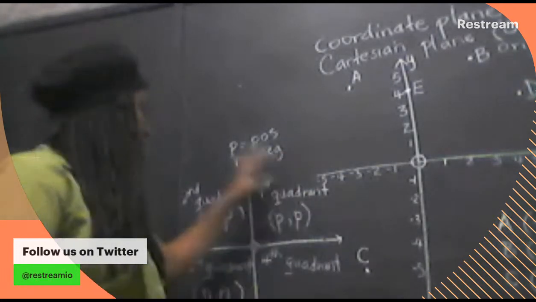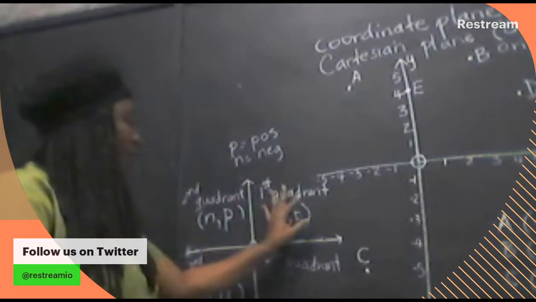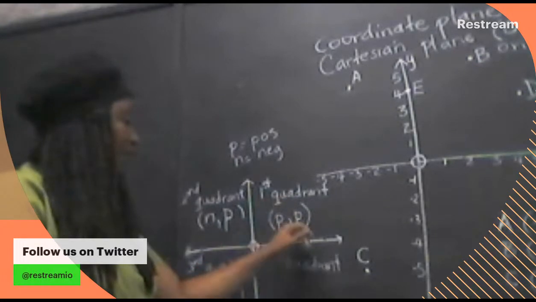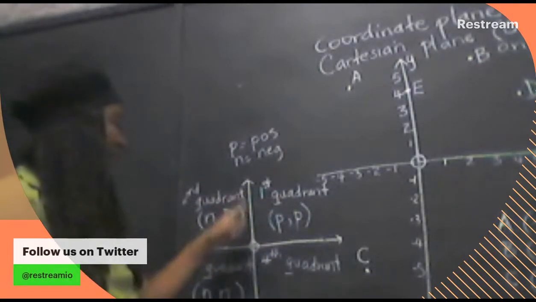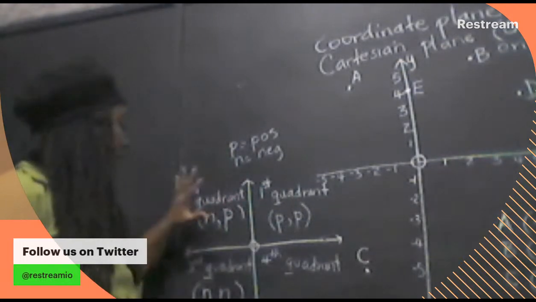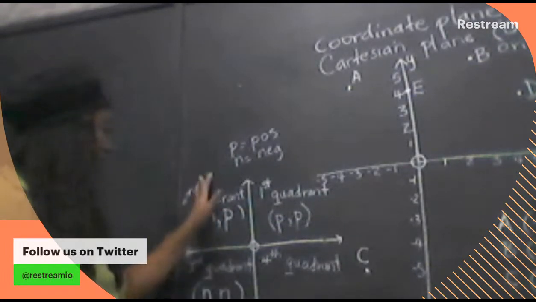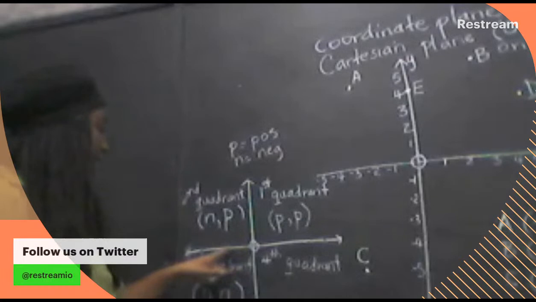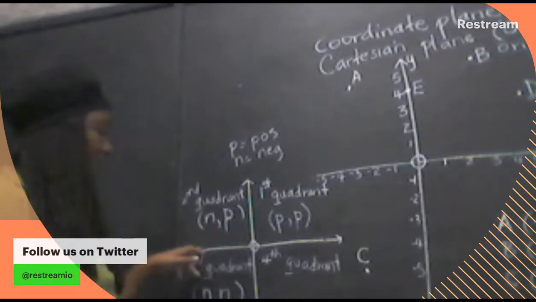So let's recap the quadrants. First quadrant, the x is positive, the y is positive. If it falls on the positive y-axis, x is 0, y is positive. If it falls in the second quadrant, we have a negative x and a positive y. Along the negative x-axis, the x is negative and the y is 0.